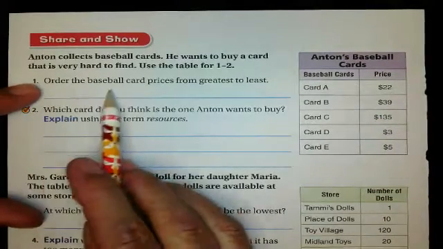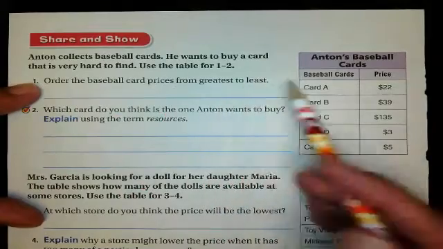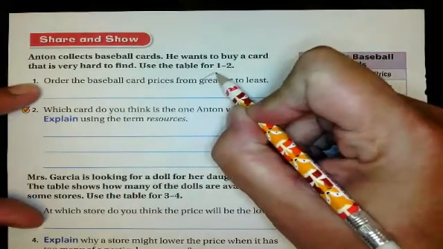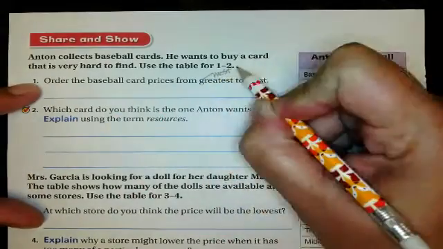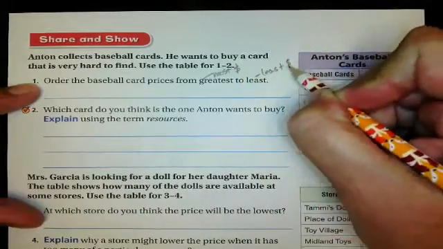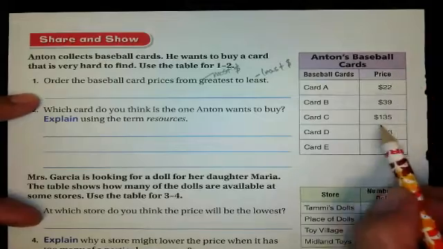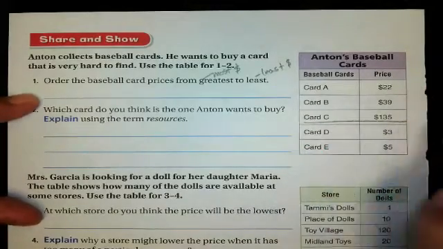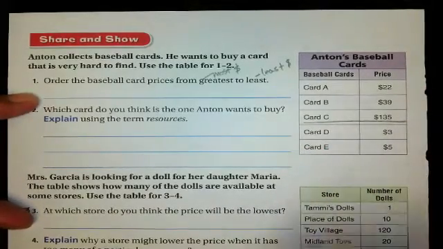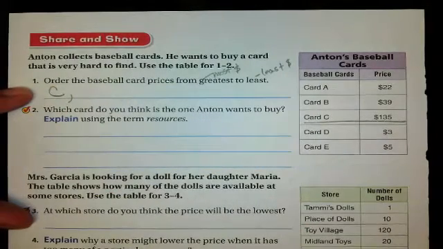So let's order the baseball card prices from greatest to least. This is the most expensive. This is the least expensive. So the most money and the least money. So let's look at these prices. Well, card C is definitely the most expensive. It's $135. Which one comes next?